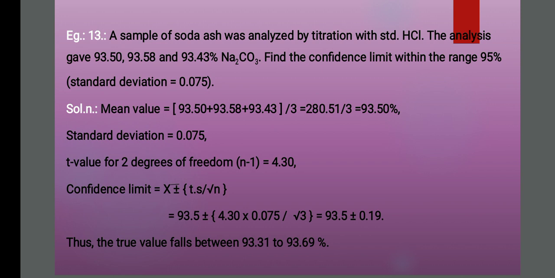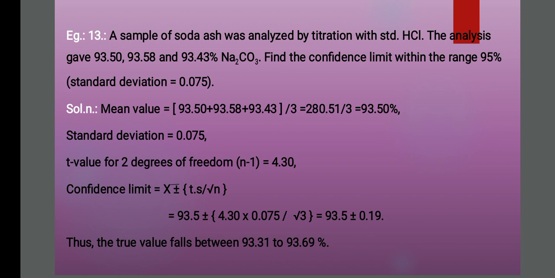So you have to find the mean. You know how to find the mean, we have already seen. You add up all the values and divide by 3, because there are 3 values, and the answer is 93.50. The standard deviation is given as 0.075, and the t value, because we have done 3 titrations, you take from 2 degrees of freedom. It is given as 4.3. So I substitute all the values. The value is found to be 93.5 plus or minus 0.19.